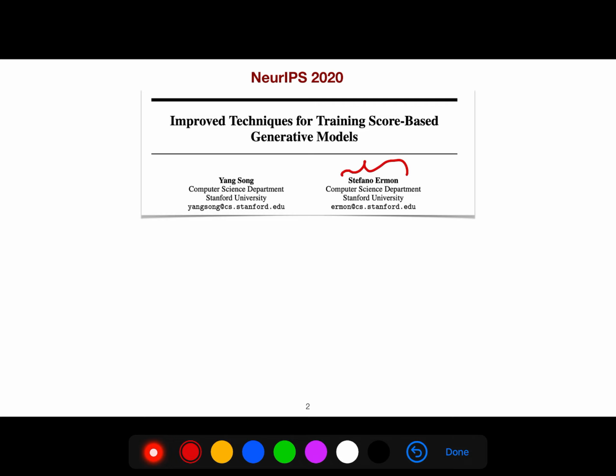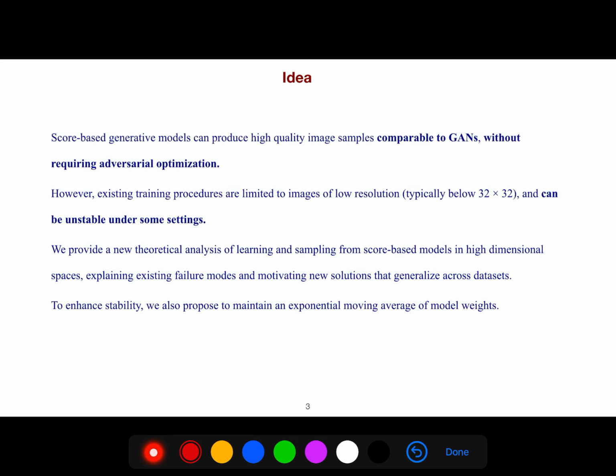There are also other guys like Professor Bernstein in Oxford, Jackie Tomikola in MIT, and many people in Oxford University, Cambridge University. But this paper is about improved techniques for training score-based generative models. So score-based generative models can produce high-quality image samples.